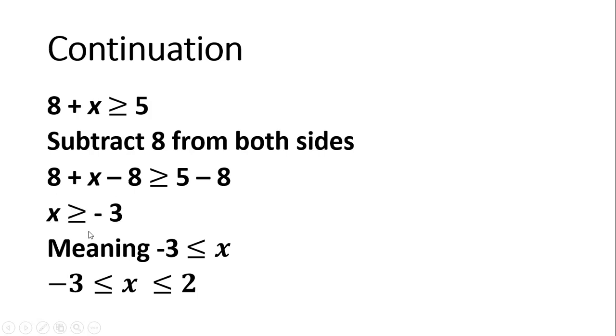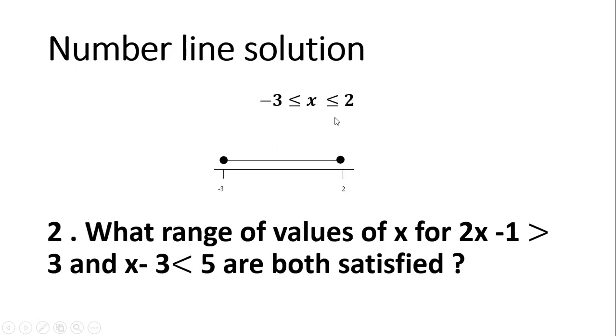So if x is greater than or equal to minus 3, it means minus 3 is less than or equal to x. To make it easy to combine with the previous answer, which is x less than or equal to 2, we have minus 3 less than or equal to x, x less than or equal to 2. Then the number line for that question: minus 3 less than or equal to x, meaning if it's equal to, it is shaded. If it's less than, it will be moving towards the direction of minus 2, minus 1, 0. Then x is less than or equal to 2, so if it's equal to 2, it is shaded, then moving in that direction.